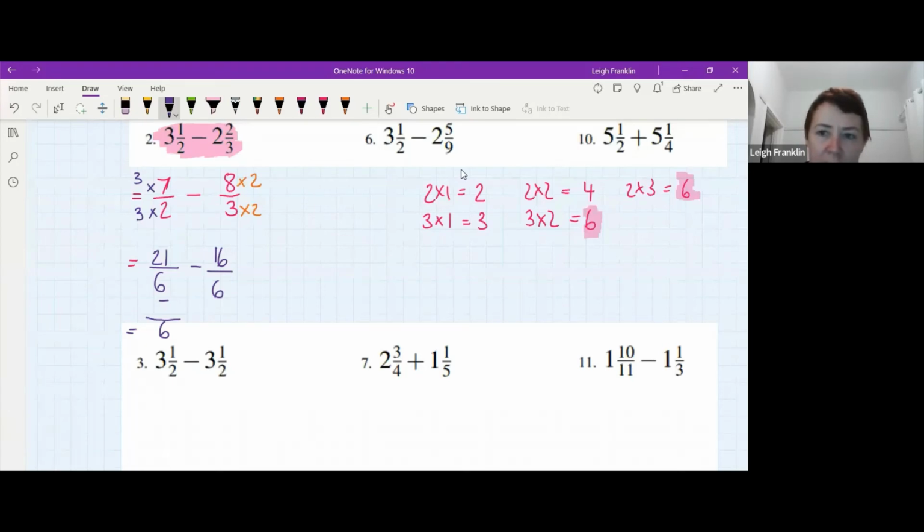Five. 21 minus 16 is 5. Beautiful. There you go. You see, we must never, ever tell ourselves that we can't do maths. Okay, we can all do maths. All right, that's wonderful. Well done. I am super, super impressed.